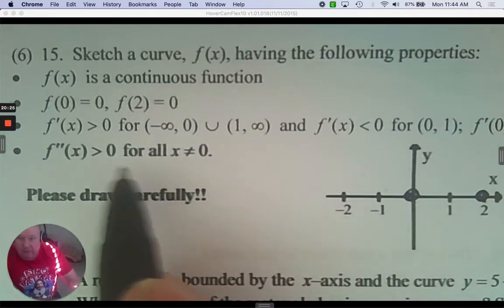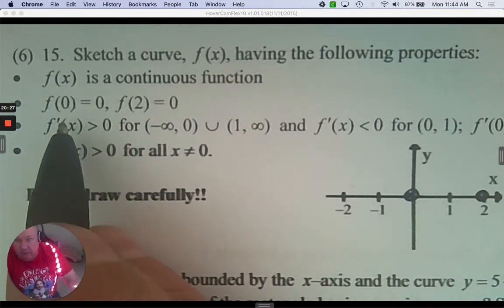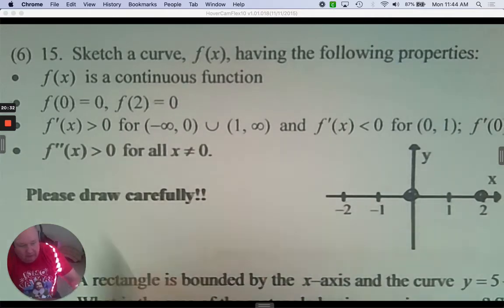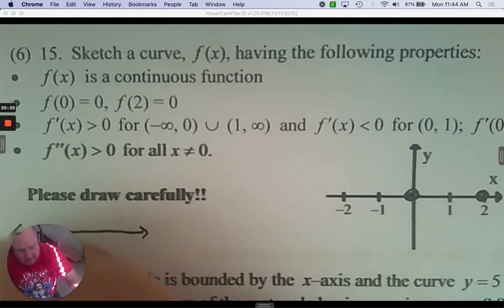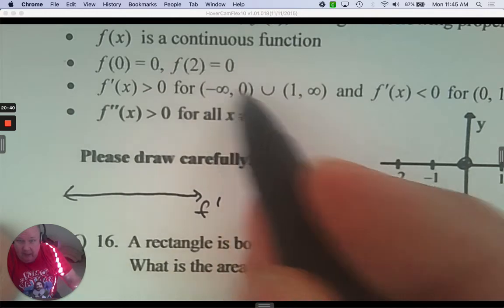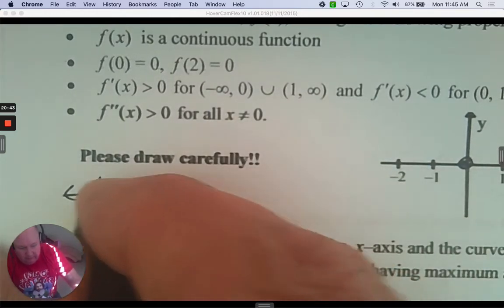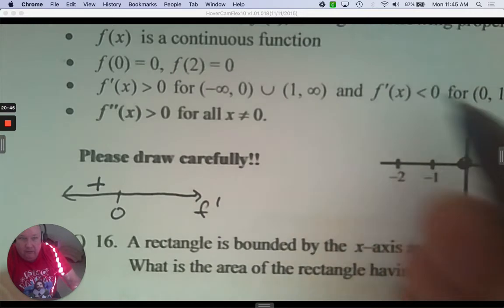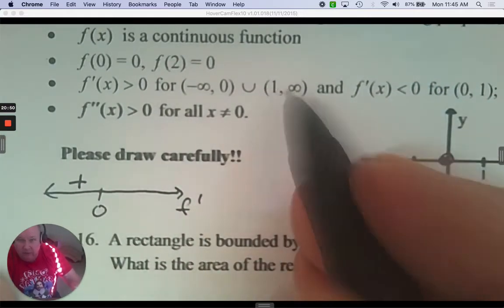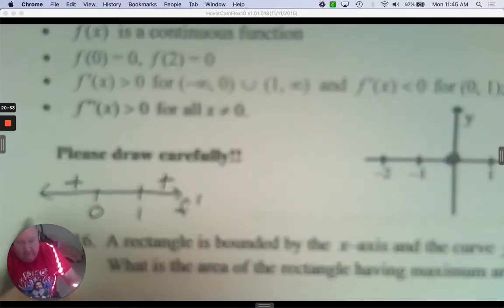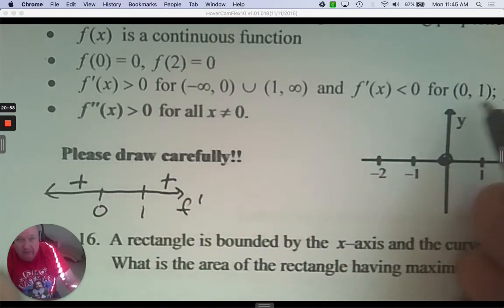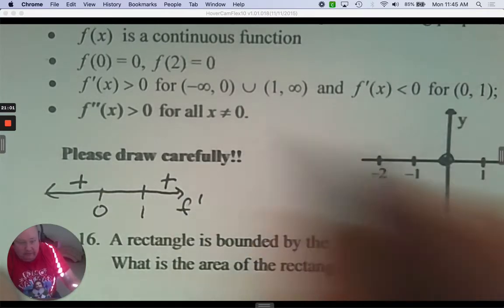And then we're given information about the derivatives. So we're told the first derivative is greater than 0 on this interval. That means it's positive. So I'm going to do a first derivative number line, and I'm just going to follow what it says. So it says from negative infinity up to 0, the derivative is positive. And then it says from 0 to 1, it's also, and from 1 to infinity. From negative infinity to 0, and 1 to infinity, the derivative is positive. From 0 to 1, the derivative is negative.